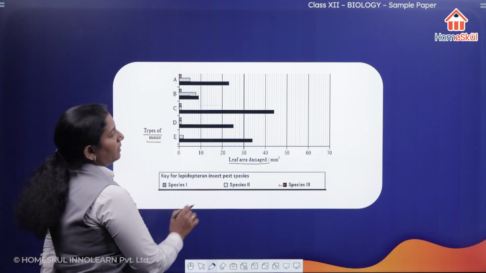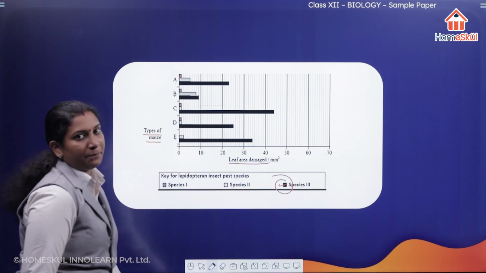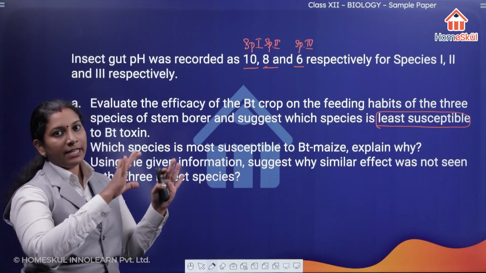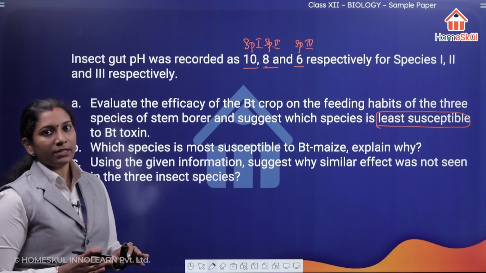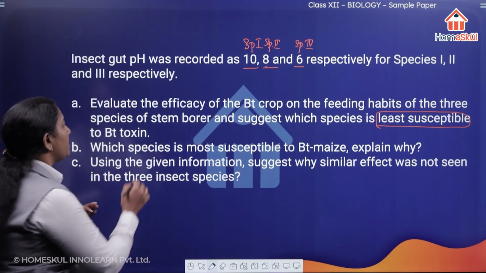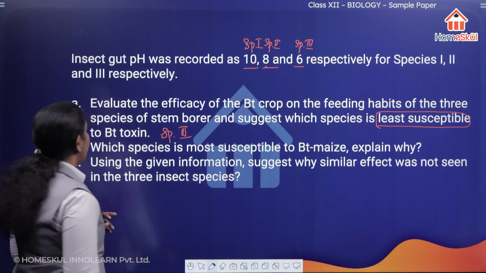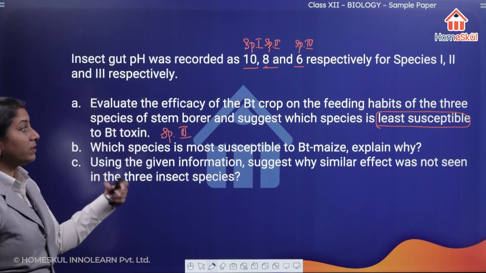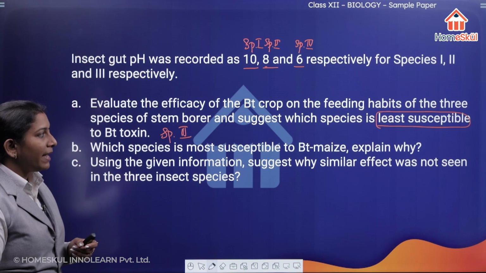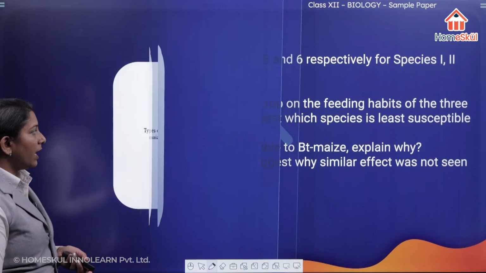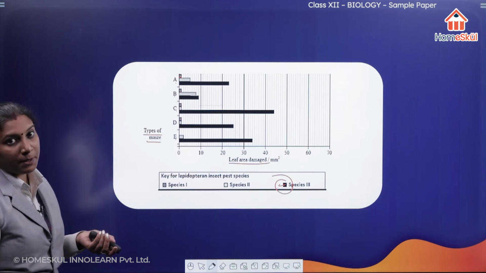So, the least susceptible species is species 3. They are growing very vigorously in these 5 different fields. Then, which species is most susceptible to the BT maize? Explain why. Which is the most susceptible species?